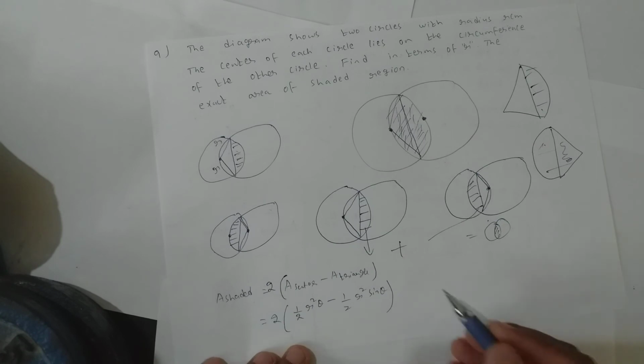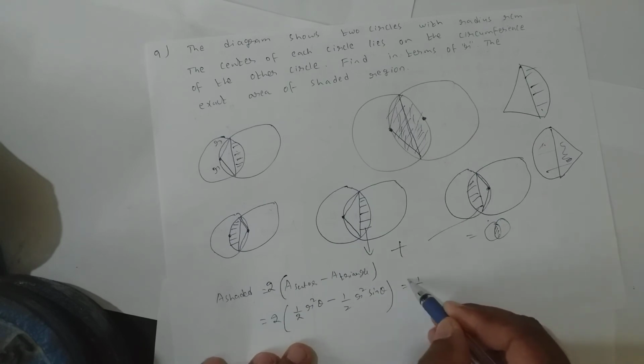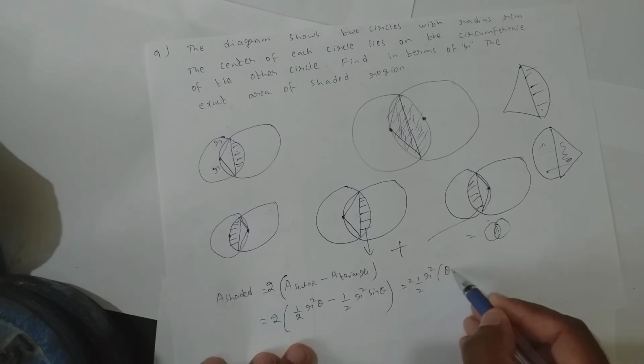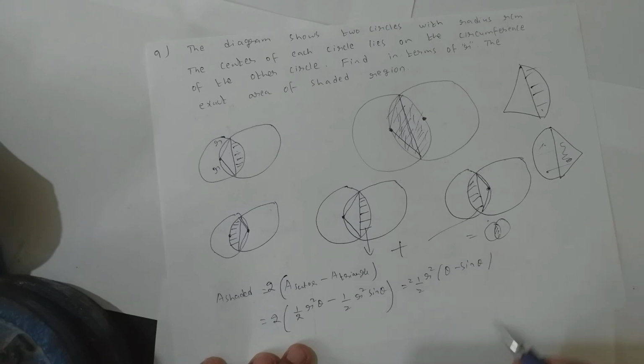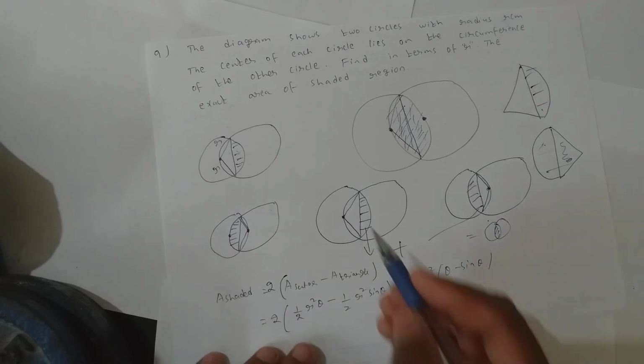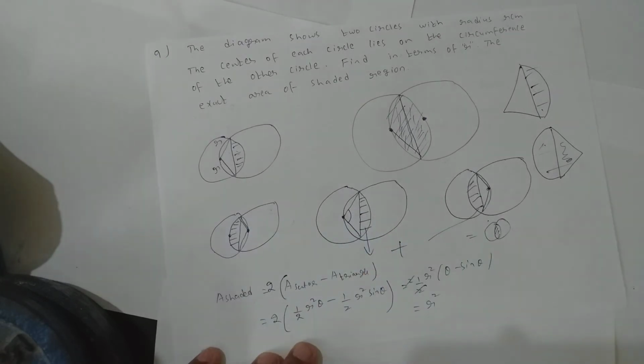Now what can I take common? Half can be taken common, r square also can be taken common. So it becomes theta minus sine theta. 2 and 2 get cancelled, it is r square. Now the difficulty here is how much is the angle. I want to find out this angle, which will be how much is what I need to find. Any idea? In grade 10th we have learnt it.